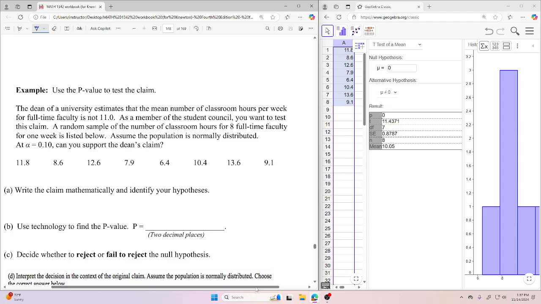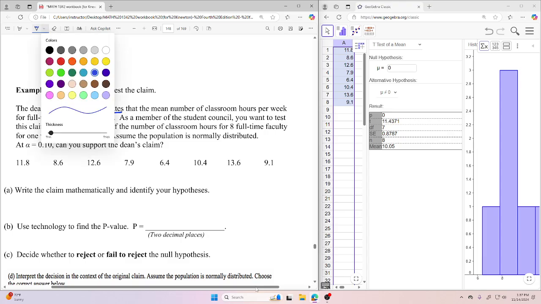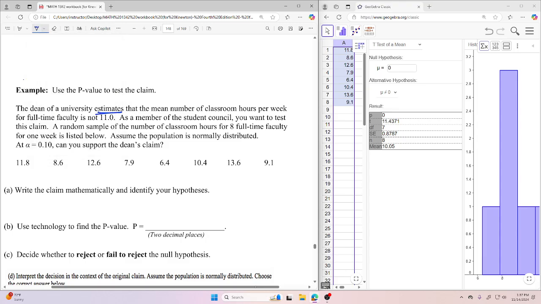So the dean of a university estimates, there's a keyword there, claim, that the mean number of classroom hours is not 11. So let's time out. Right there, in that first sentence, we can already construct everything. H naught, H sub A, we're going to use mu for a mean. We got 11.0. But when it says is not, what goes down here in H sub A? Not equal to, different, something else.